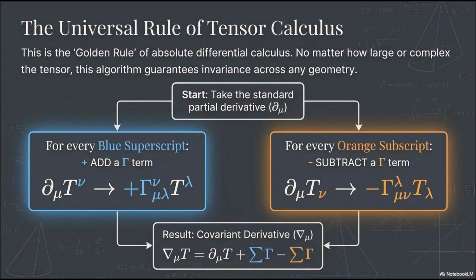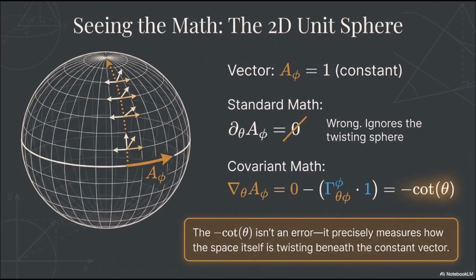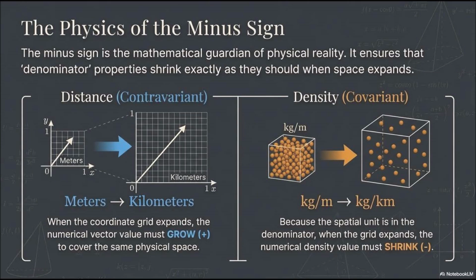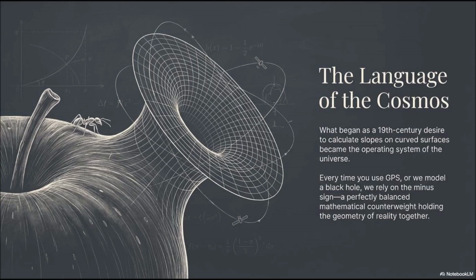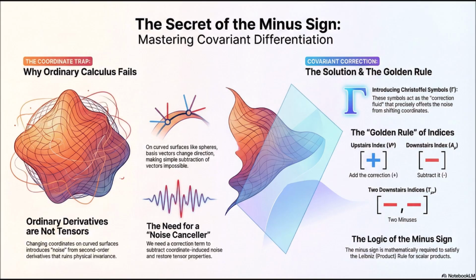The transformation rule: Gamma prime superscript lambda subscript mu nu equals the partial derivative of x prime superscript lambda with respect to x superscript sigma, times the partial derivative of x superscript rho with respect to x prime superscript mu, times the partial derivative of x superscript tau with respect to x prime superscript nu, times Gamma sigma rho tau, minus the second partial derivative of x prime superscript lambda with respect to x superscript mu and x superscript nu, times the inverse of the partial derivative of x superscript rho with respect to x superscript mu.